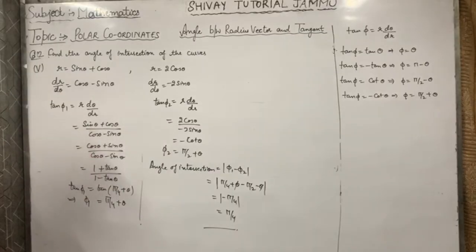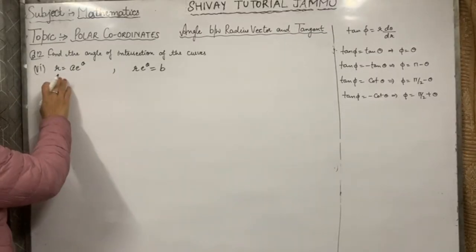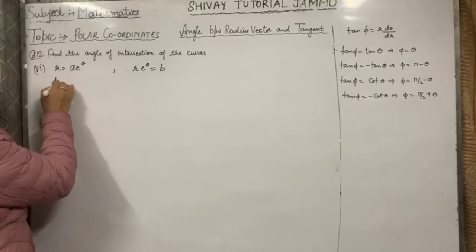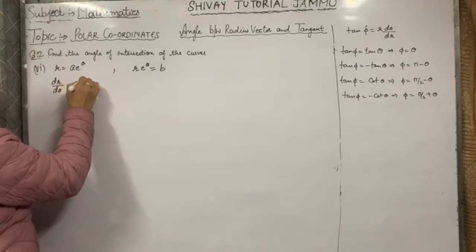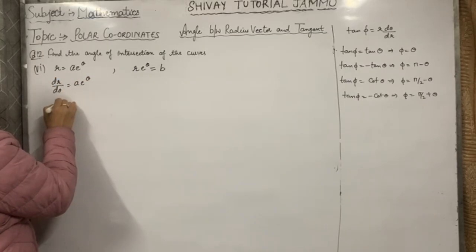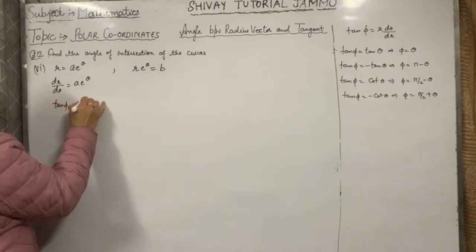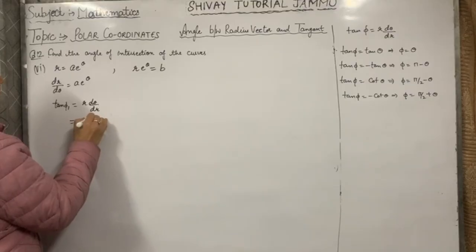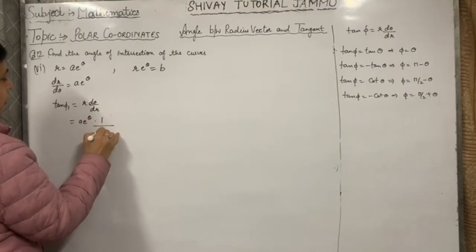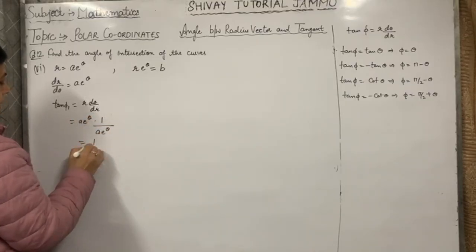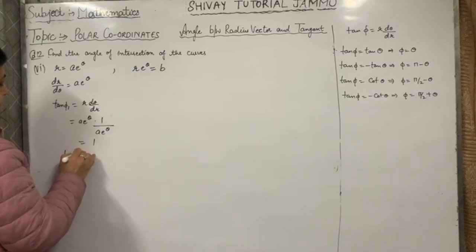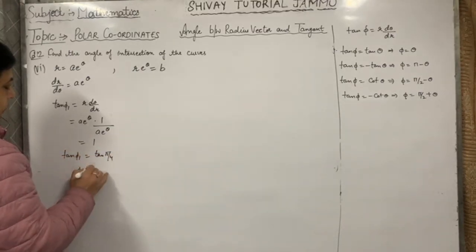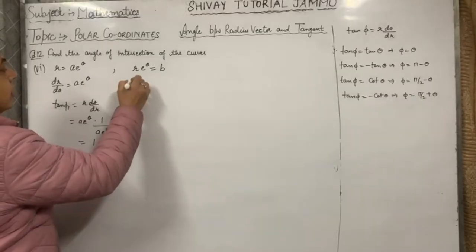This is the answer. Next, r is equal to e power a theta. So dr by d theta will be a e power a theta. So tan phi 1 is r d theta by dr, e power a theta into 1 upon a e power a theta, that is 1/a. Tan phi 1 is tan pi/4. So phi 1 is pi/4. Okay.